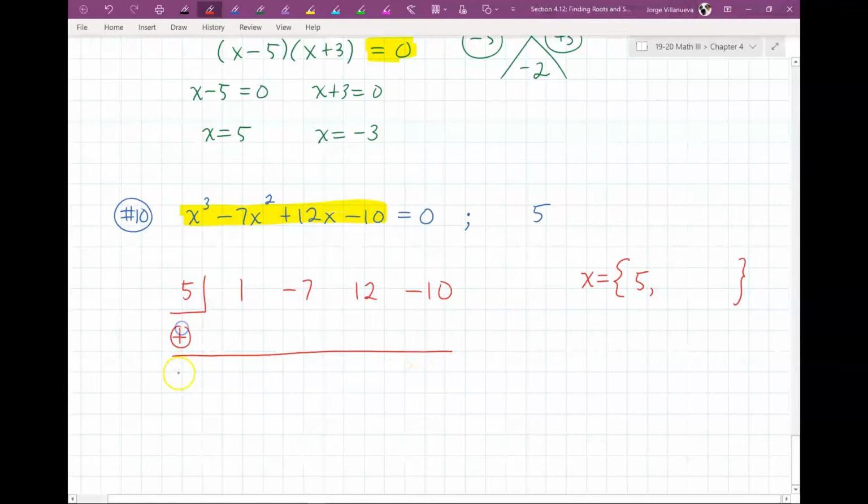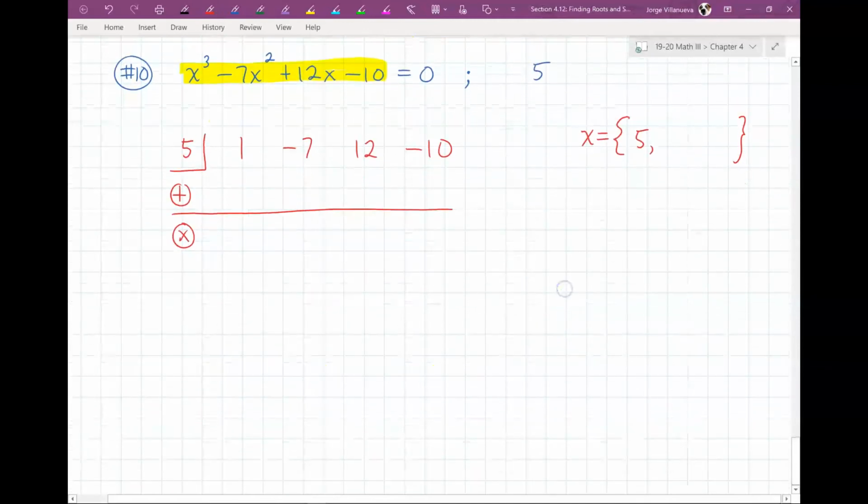I'll put a plus here, a times there. Okay. So let's drop that 1 first. And multiply. So 5 times 1 is 5. Negative 7 plus 5 is a negative 2. 5 times a negative 2, that's a negative 10. 12 plus a negative 10, that's a 2. 5 times 2, that's a 10. And negative 10 plus 10, that's a 0.